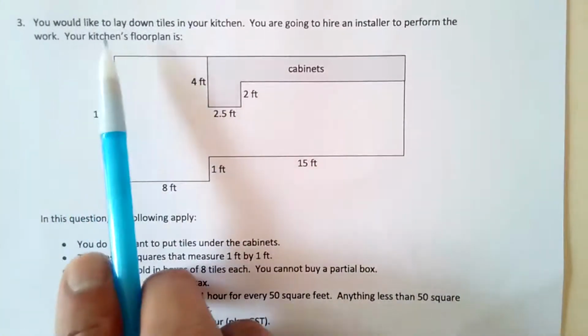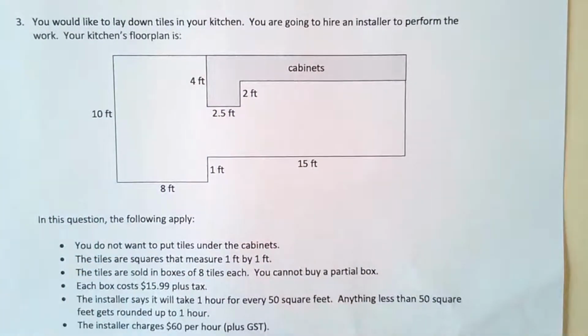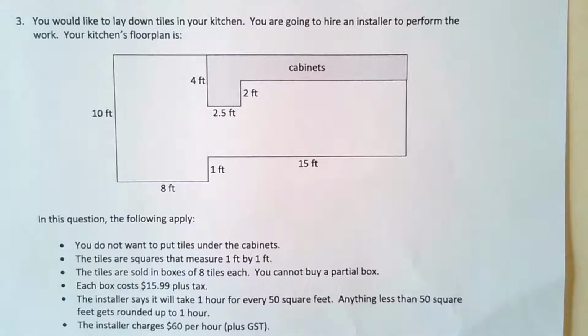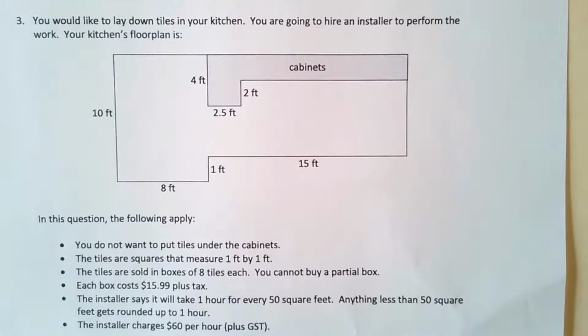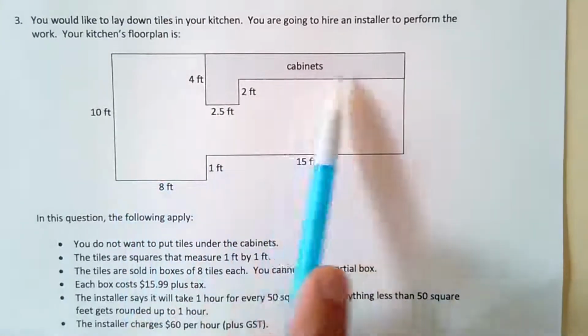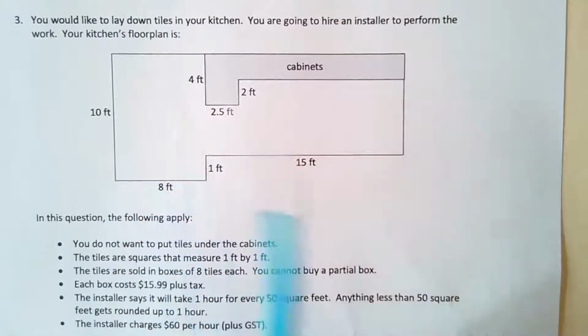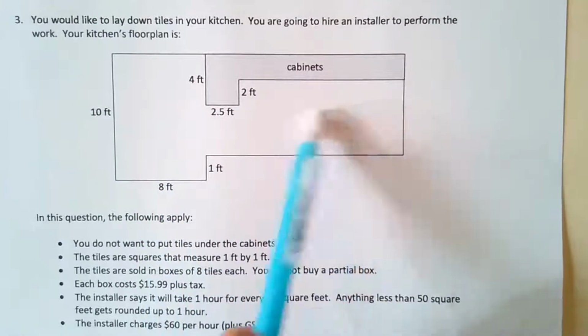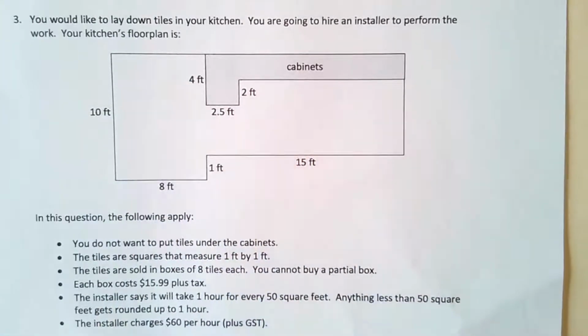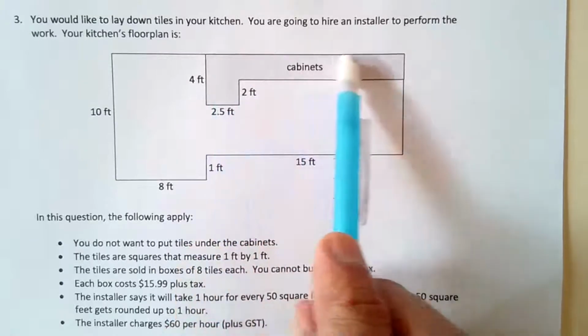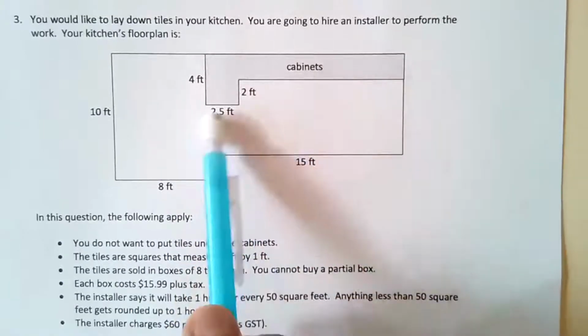The question: you would like to lay down tiles in your kitchen. You're going to hire an installer to perform your work. The kitchen's floor plan is given here. The area that is not shaded is where you'll be putting the tiles. Where the cabinet will be located will not be tiled.